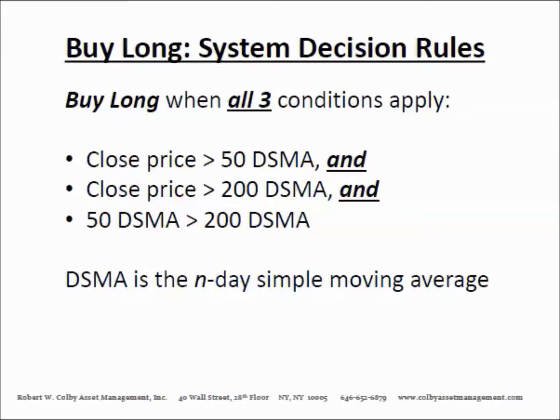The closing price has to be greater than the 50-day simple moving average, and the closing price has to be greater than the 200-day simple moving average, and the 50-day simple moving average has to be greater than the 200-day. Only when all three of these apply do we make a purchase.